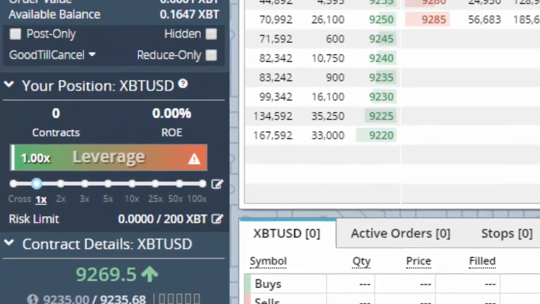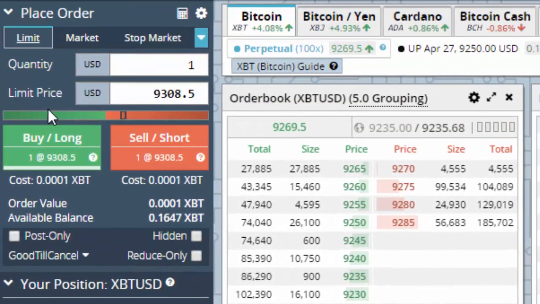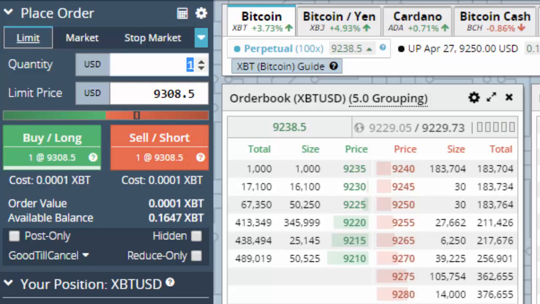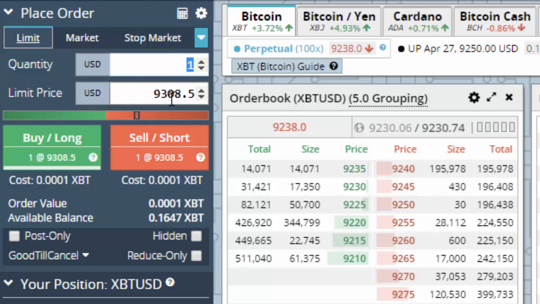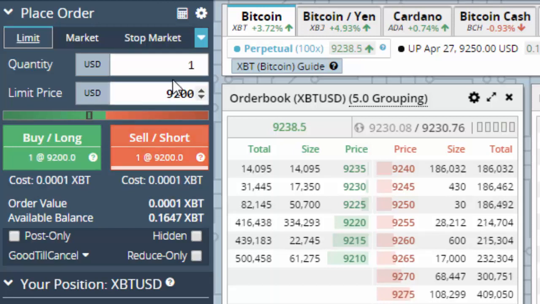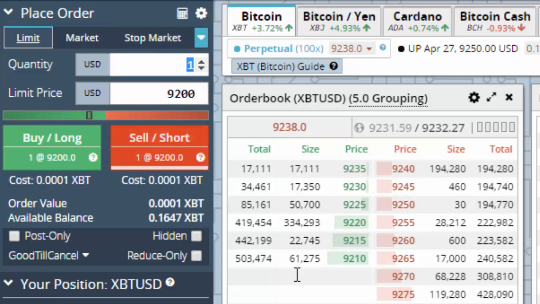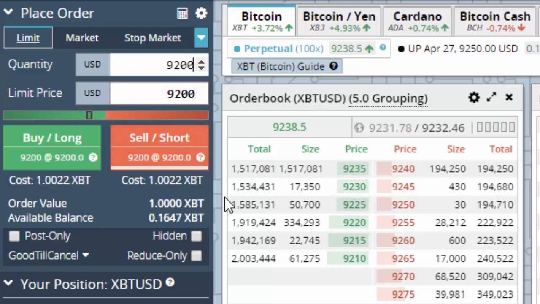And what we want to do first, make sure we've got Bitcoin selected. That's the futures here. And the market's, let's say, trading at 9,238.5. So let's say that we want to buy this market if it drops down to 9,200. And at the moment, we've only got, in the quantity, we've only got $1 worth of Bitcoin, which is pretty pointless, really. So just for this example, what I'm going to do is to actually put in 9,200 contracts, which is also the equivalent of buying one whole Bitcoin.